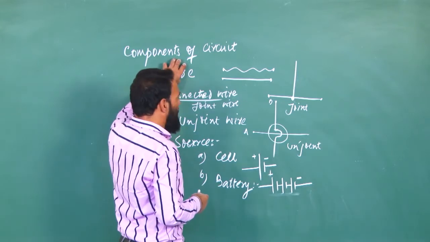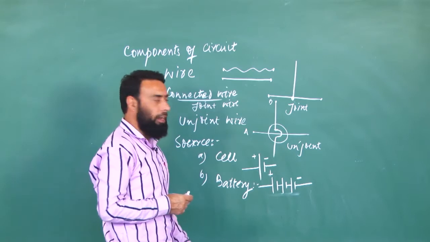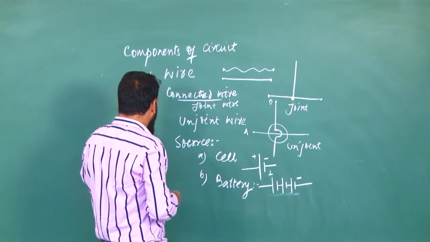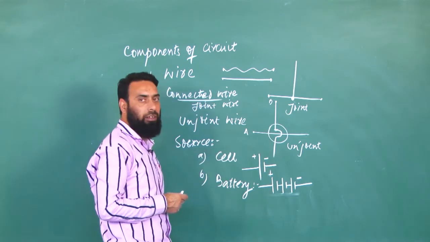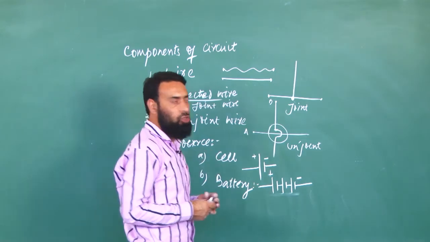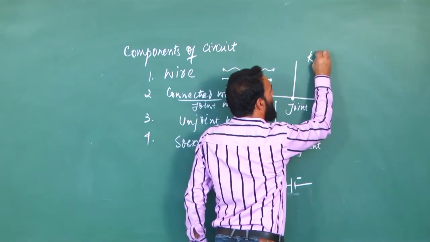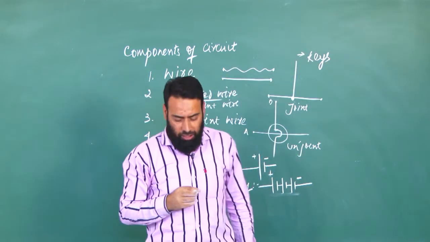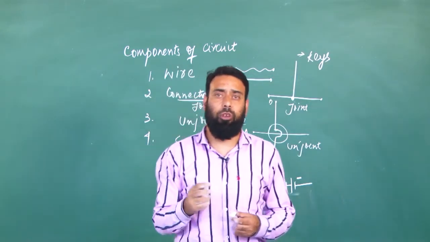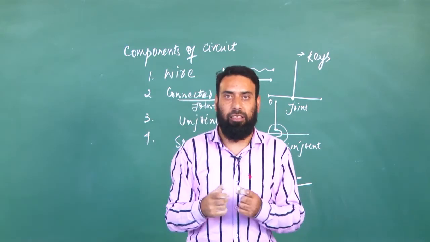So the first important component is wire and the types of joint and unjoint wires. Then the second was a source. First is cell, second is battery, and their representation. Now, the third, that is keys. Keys, in physics, are called switches. We use a switch for on-off, to break the circuit or to connect the circuit.